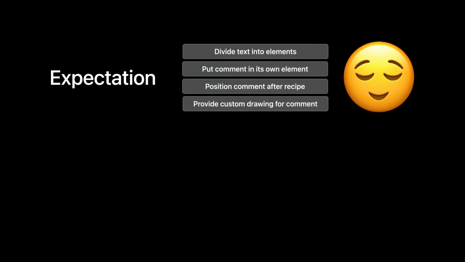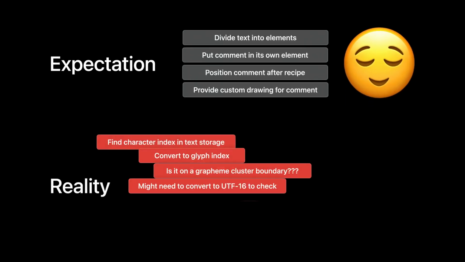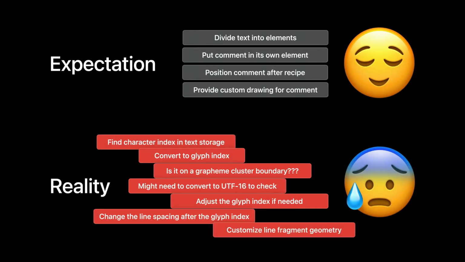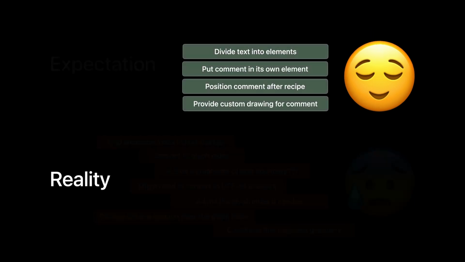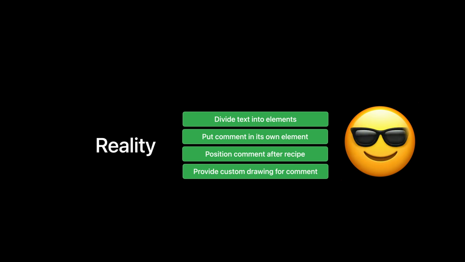You have to worry about a lot of details, like finding the glyph index, making sure that the glyph is not in the middle of a grapheme cluster, adjusting the glyph index if it is, changing the line spacing, and possibly customizing the line fragment geometry. And these details are not relevant to what you're trying to do. So with TextKit 2, we're aiming to make the expectation into reality. We've changed the flow of text through the system to make approaches like this possible.